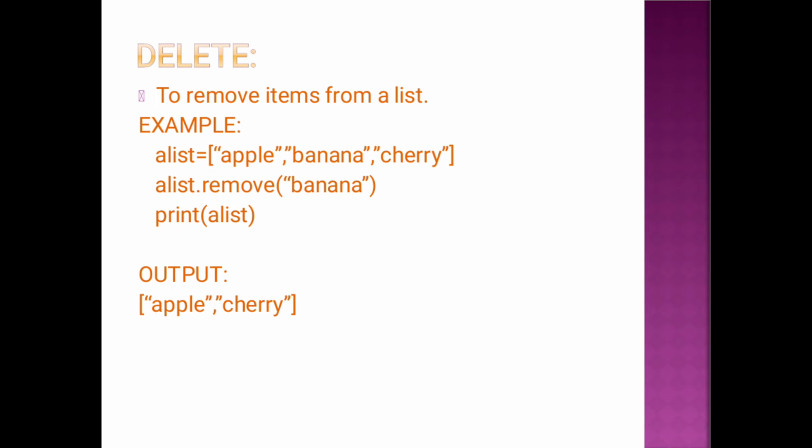And the next one is delete, to remove an item from a list. For example, in a list containing apple, banana, cherry, I want to remove banana. By using the delete operation, we can delete banana in the list.